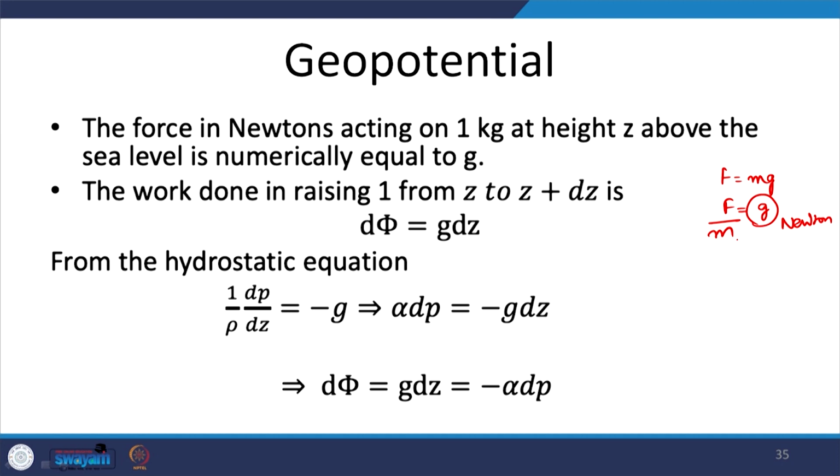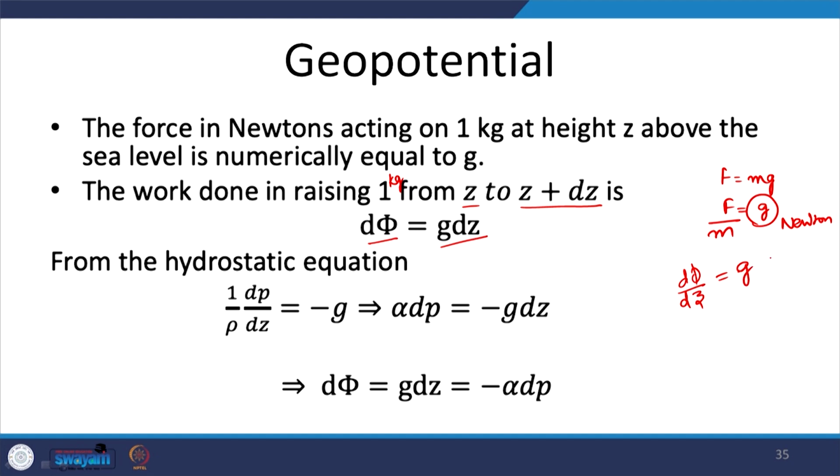Now, the work that is done in raising 1 kg of mass from one particular height z to z plus dz, right. What we have defined is that at any given point it is phi from 0 to z. So, between 2 points, between z and z plus dz, the change in the geopotential is g dz. That means that the rate at which the geopotential changes with respect to height is equal to the gravity, right.